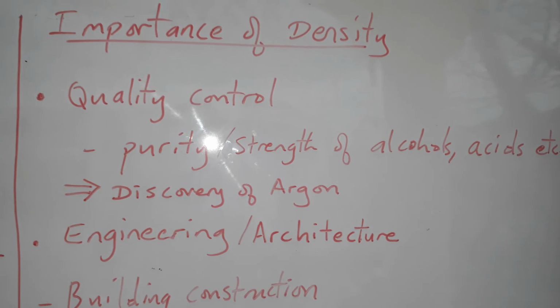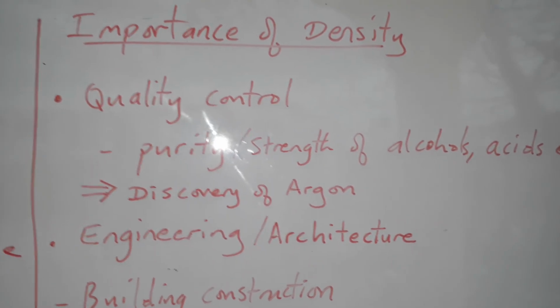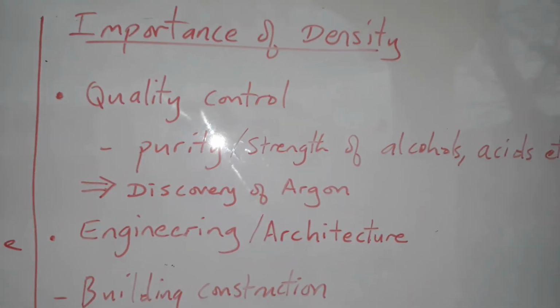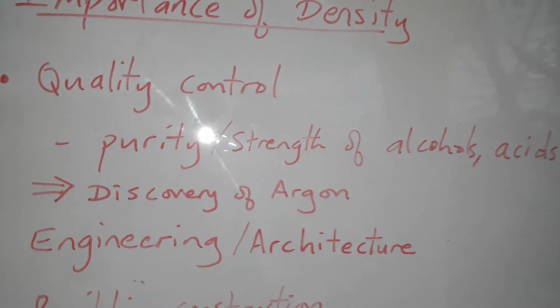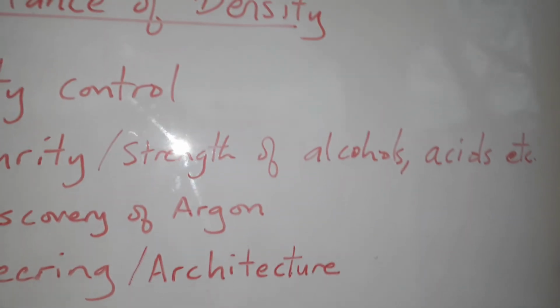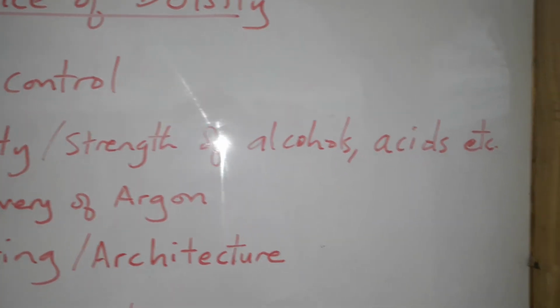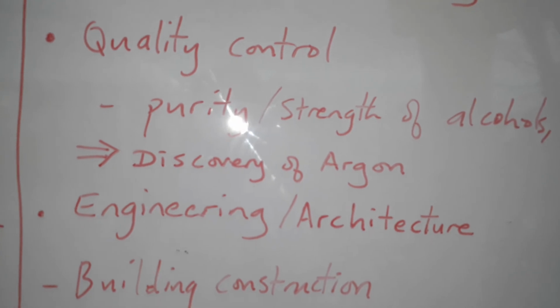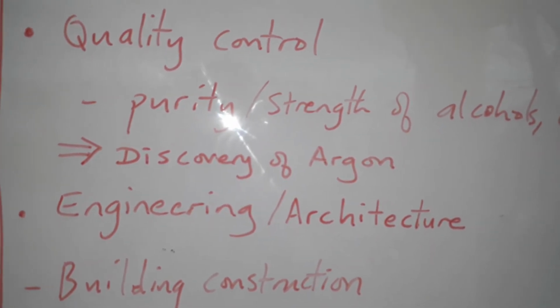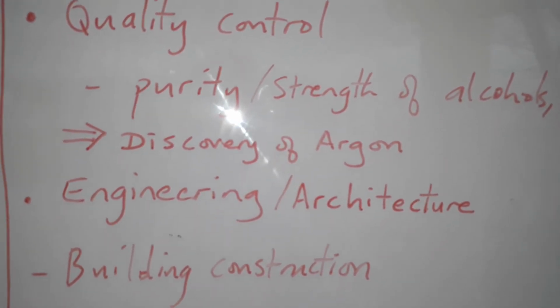Finally, we're going to look at the importance of density. We see here density can be used for quality control, where we need to check the purity or the strength of certain substances such as alcohols or acids. And in fact, density measurements were used when argon, the noble gas, was discovered.